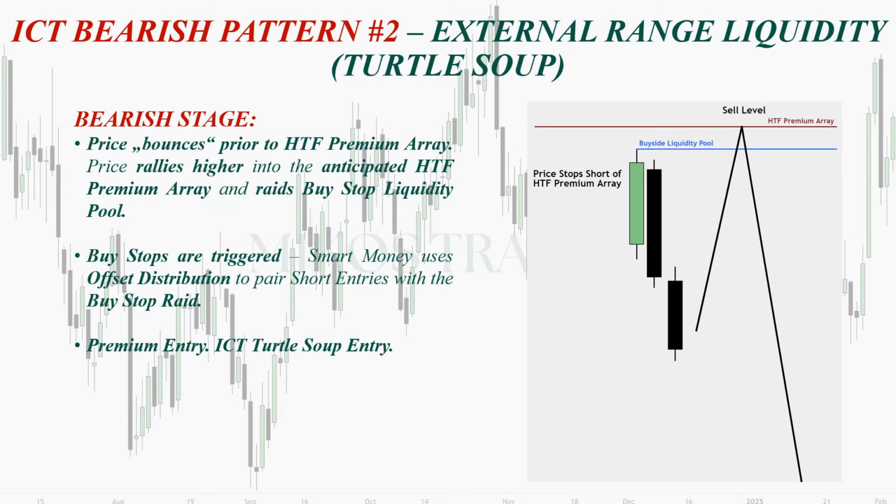My second pattern is the external range liquidity. ICT calls it turtle soup. Price bounces prior to a higher time frame premium array, and then rallies higher into the anticipated higher time frame premium array, and raids buy stop liquidity pool. Buy stops are triggered. Smart money uses offset distribution to pair short entries with the buy stop raid, premium entry, turtle soup entry.